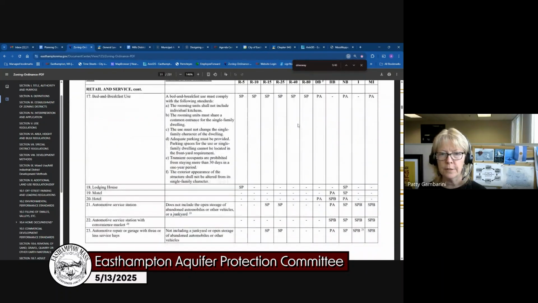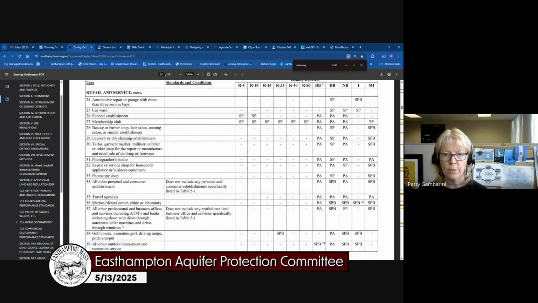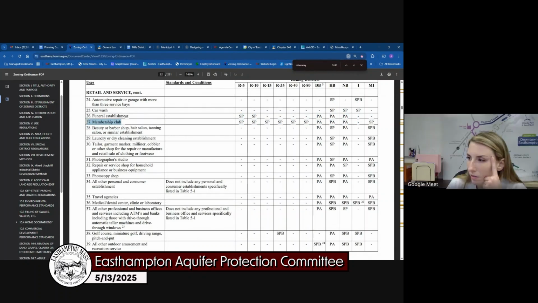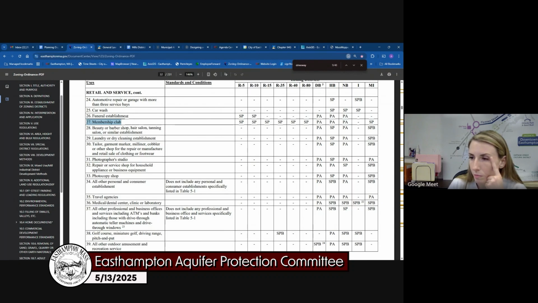Yeah. Bed and breakfast, special permit. And then a lot of retail. I don't know what a membership club is. I'd have to look to see how it's defined, but a lot of the time it's like fraternal organizations, that type of thing. Oh, like the Masons or Elks? Okay. Like I said, I'd have to check the definition in the ordinance.